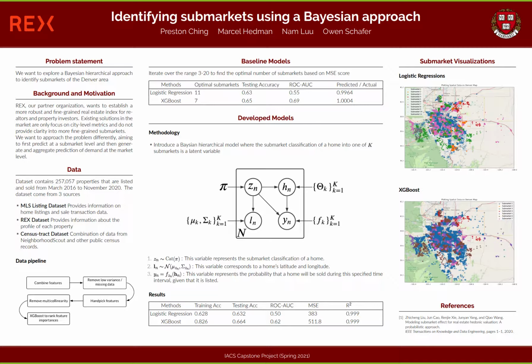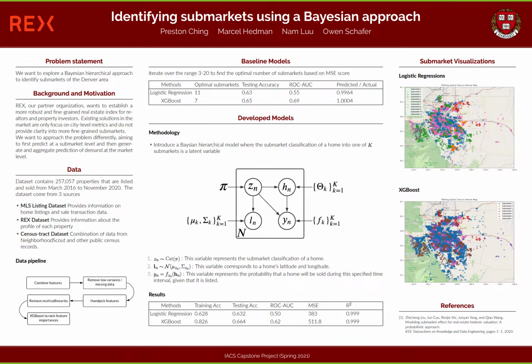So in this study, we used a data set that contains about 250,000 properties that are listed and sold from March 2016 to November 2020. The data comes from three sources. The first is MLS, which provides information on home listing and sale transaction data. The second is Rex dataset, which provides information about the profile of each property. And the last is Census Tract dataset, which is a combination of data from Neighborhood Scout as well as other public census record.